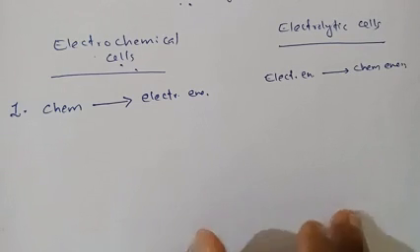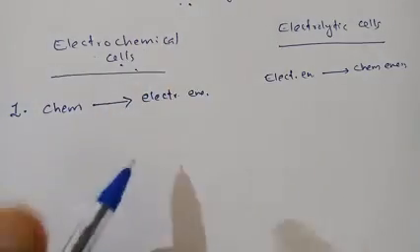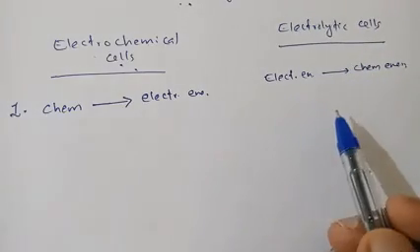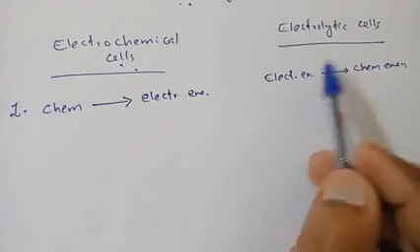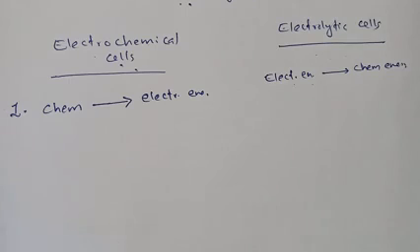I think it's clear for you. If you say electrochemical cell, think about the battery. Here you think about battery. Here you think about the electrolysis process. Clear? Anode, cathode, that kind of process. So here electrical energy is converted into chemical energy. This is the first difference.